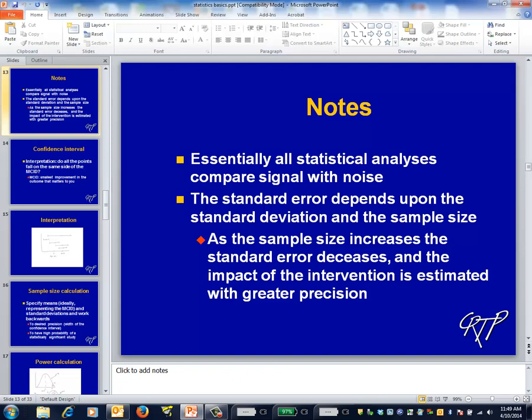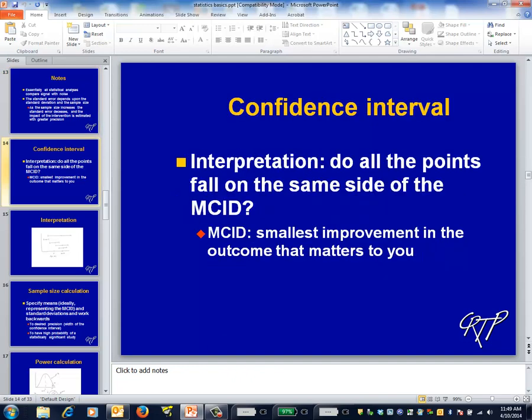Being based on both the standard deviation and the sample size, the standard error decreases with increasing sample size. In practice, you don't only care whether something is statistically significant. You want to look at clinical significance as well. The most direct way to do this is to derive a minimum clinically important difference, in other words, the smallest difference in group means that matters to you, and ask whether all the points in the confidence interval fall on the same side of this MCID.